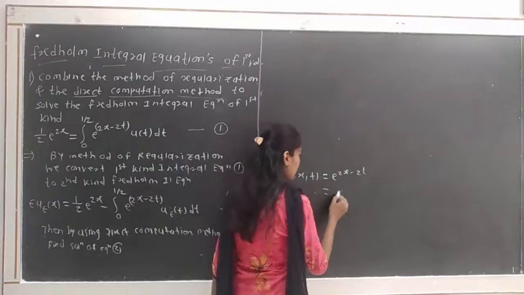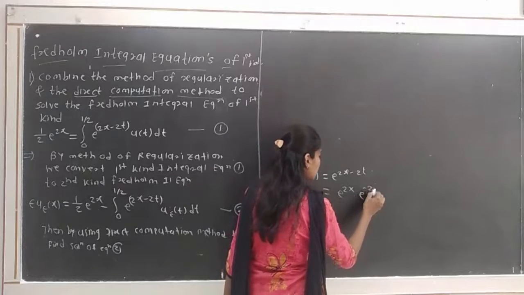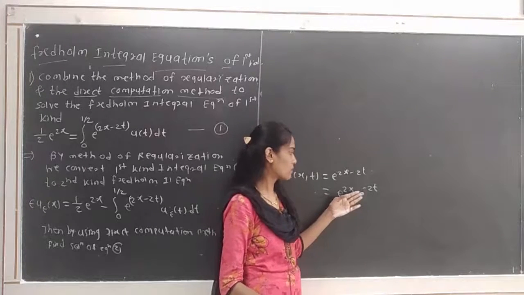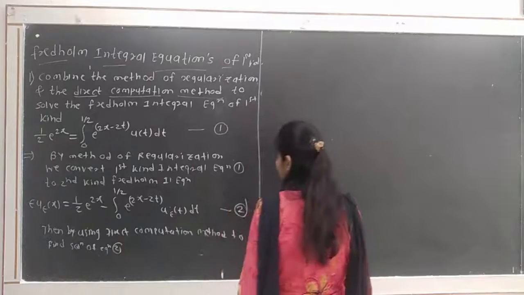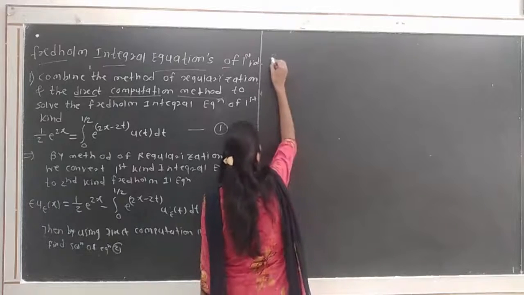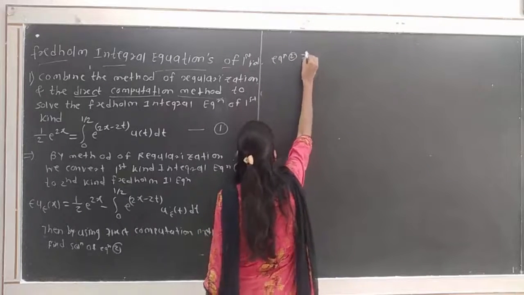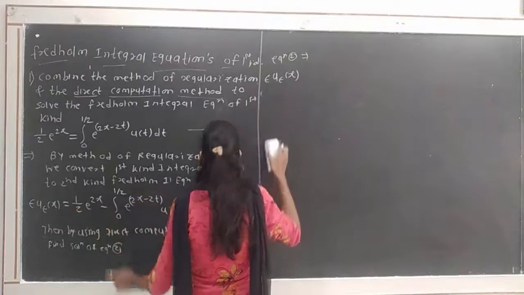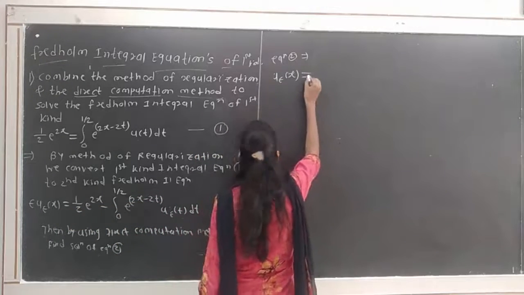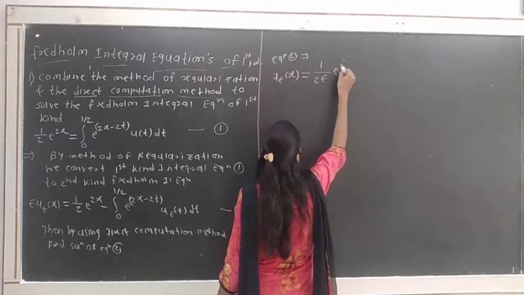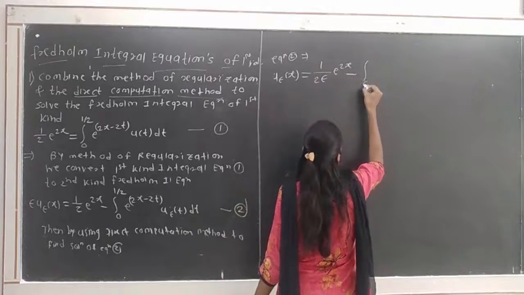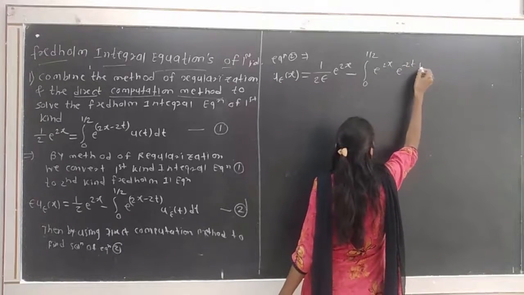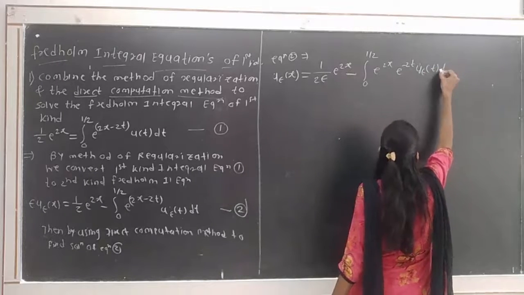So we can write this power separately. We get this as e raised to 2x into e raised to minus 2t, which is the separable kernel in terms of x and t. So we use the direct computation method. For using it, equation number 2 becomes epsilon u epsilon of x, or we can shift this epsilon, so u epsilon of x is equal to 1 divided by 2 epsilon e raised to 2x minus, integration from 0 to 1 by 2 e raised to 2x into e raised to minus 2t into u epsilon of t dt.